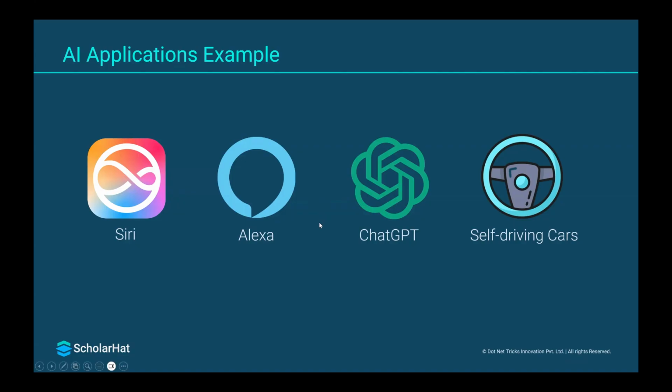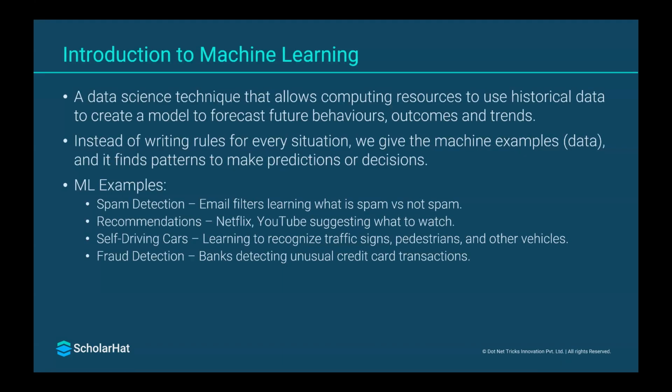The next thing we have here is machine learning. Machine learning is a data science technique that allows computing resources to use historical data to create a model which can forecast future behaviors, outcomes, and trends.